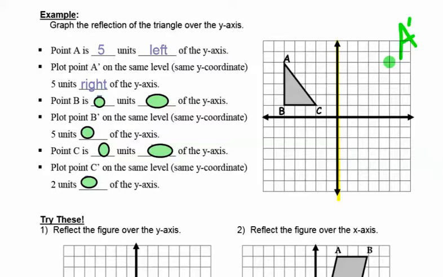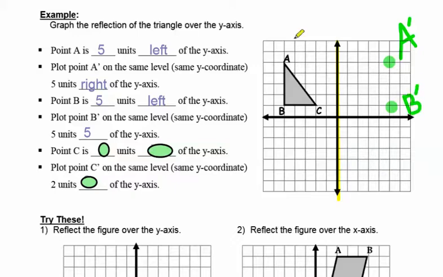Next, let's look at B. Right now, B is 1, 2, 3, 4, 5 units away from Y. It's 5 units left of the y-axis. So we're going to make it 5 units to the right of the y-axis for our B prime when we reflect it. We go 1 on the same level. We stay right here. We're going to go 1, 2, 3, 4, 5 to the right, and we're going to call that B prime.